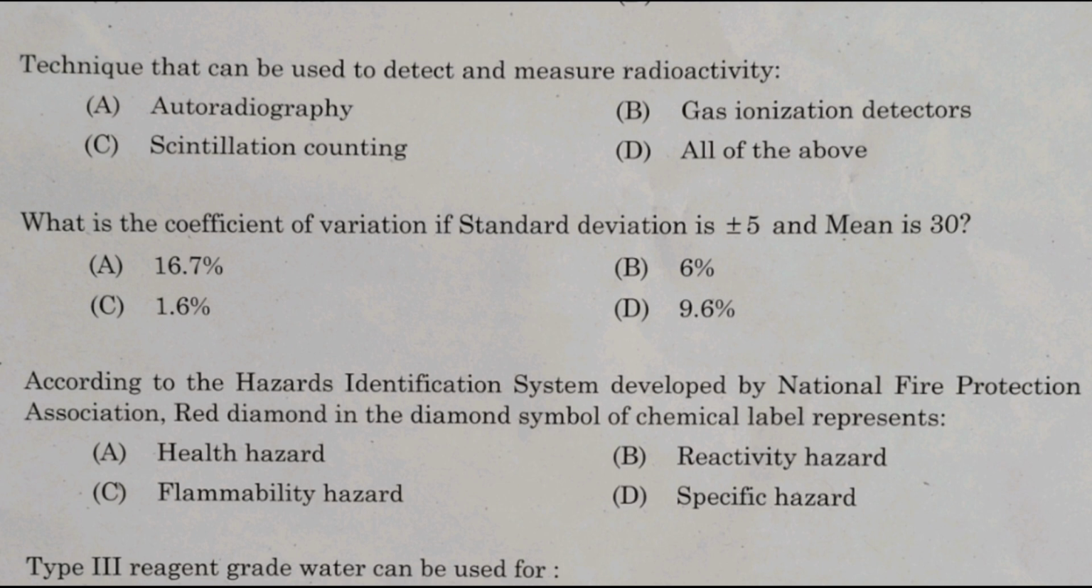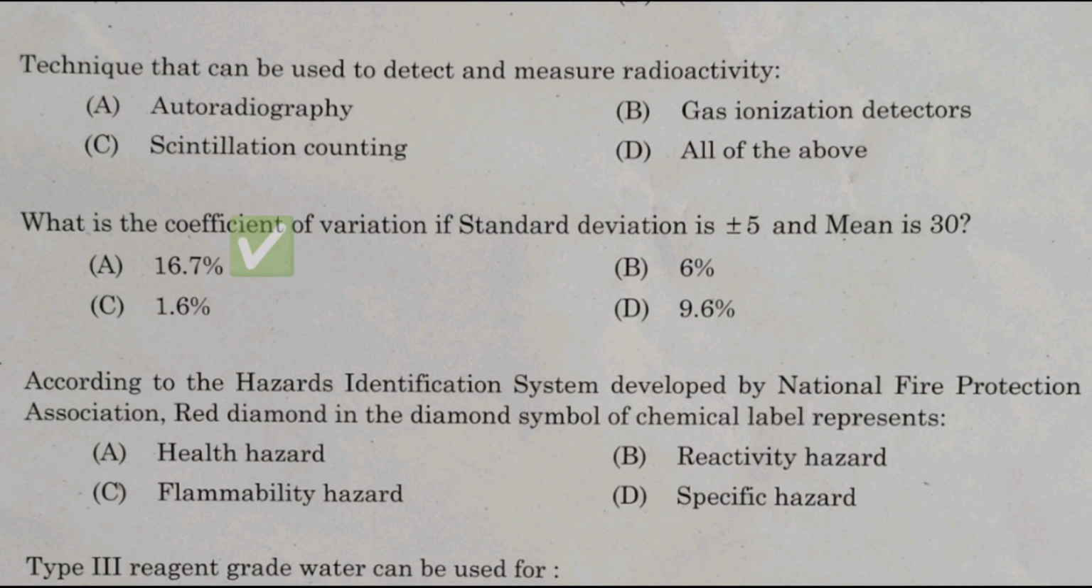All the given options are true. So the right answer is option D, all of the above. Autoradiography, gas ionization detectors and scintillation counter are used for measuring radioactivity. Next one, what is the coefficient of variation if standard deviation is plus or minus 5 and mean is 30?